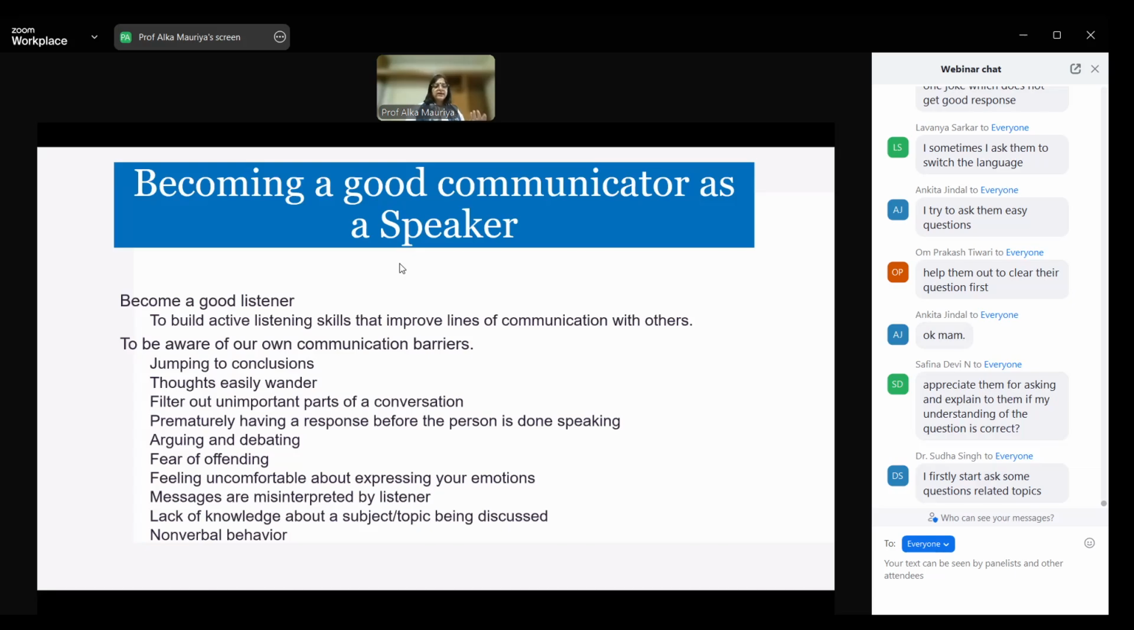At times, we also end up arguing and debating in the class, right? Debating is good till the time it's a healthy discussion which is happening. The student also is able to respect your point. You are also able to convince the student that he's slightly deviating from the topic and so on.